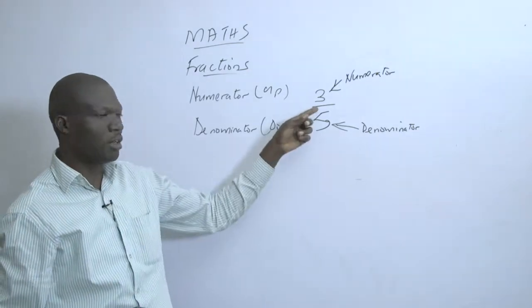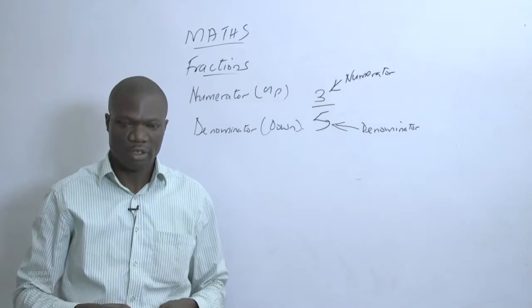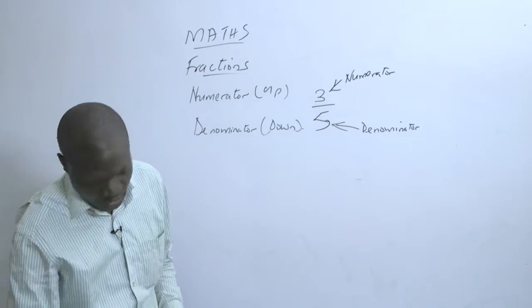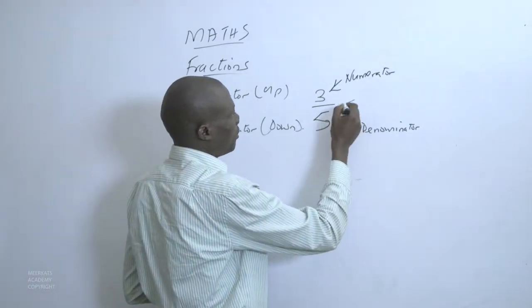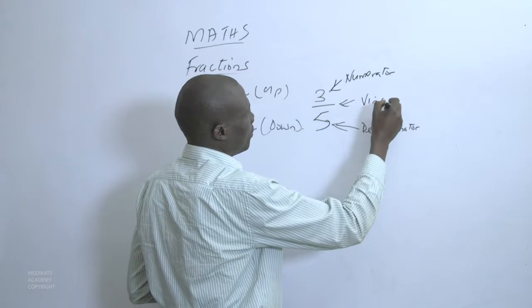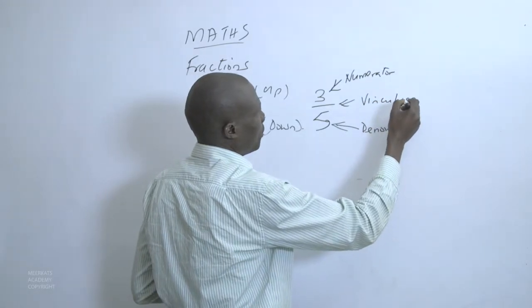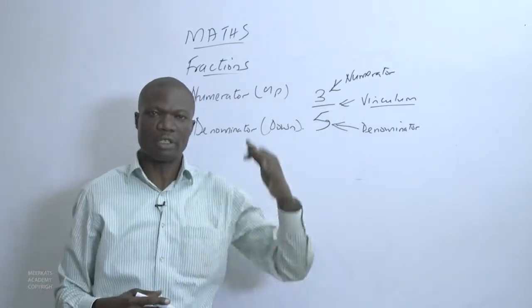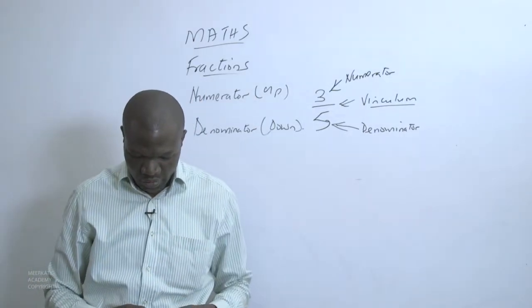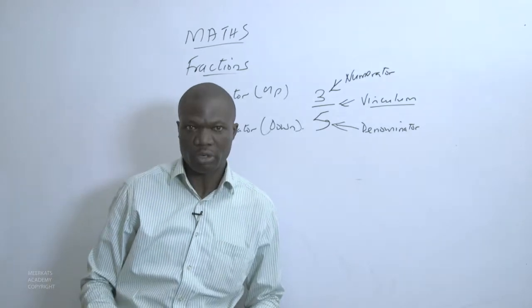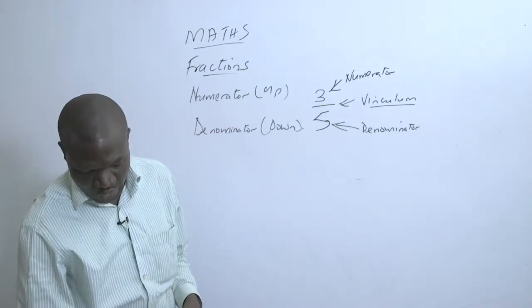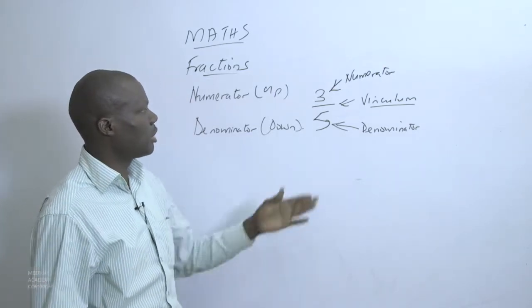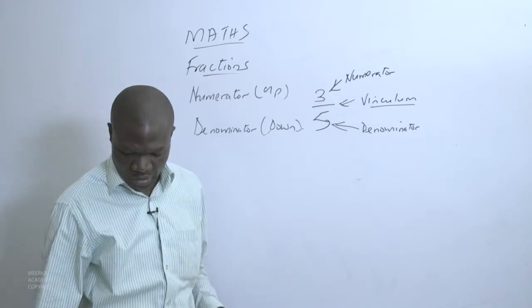You notice that we have a horizontal line here. The horizontal line that we have there is called a vinculum. That is the horizontal line which divides or separates the numerator and the denominator. So we call it the vinculum. So let us now look at the two, basically the numerator and the denominator.